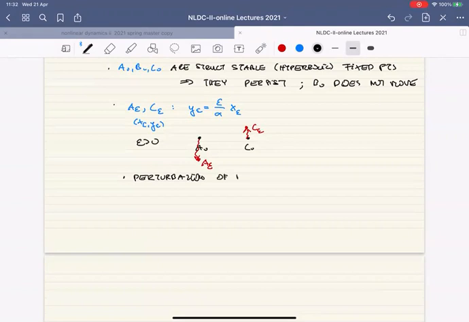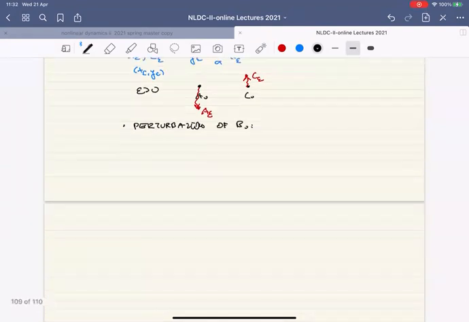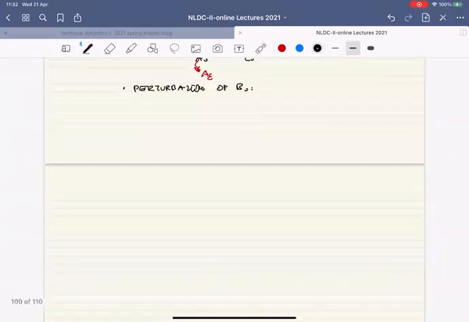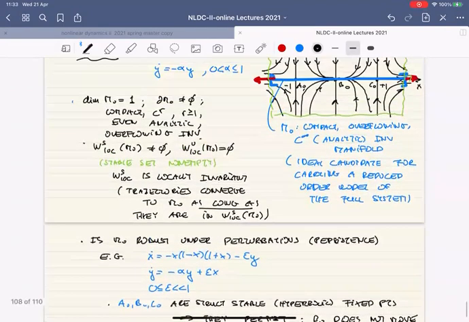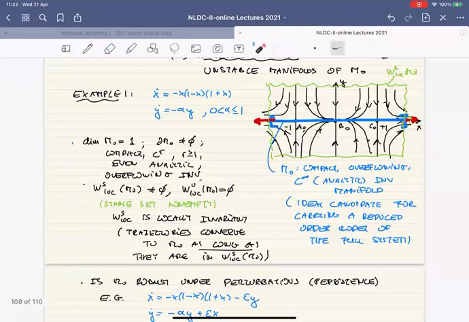Of the B naught equilibrium point. Okay, and there will be two eigenvalue configurations that I want to worry about, because now I have to be a bit more specific. So when alpha is equal to 1, and what I'm showing here, this is the eigenvalue configuration for that fixed point.